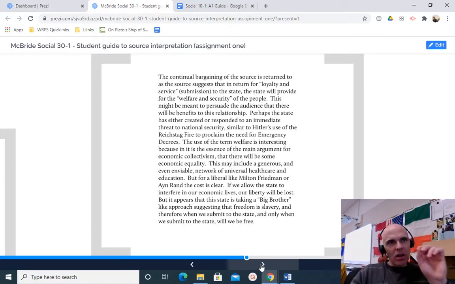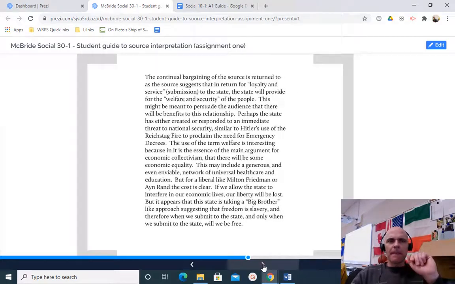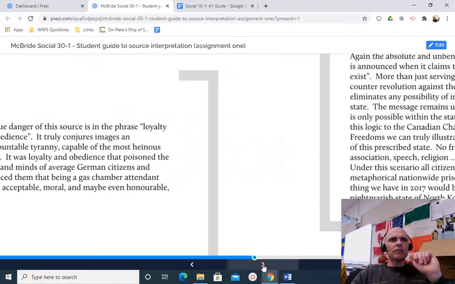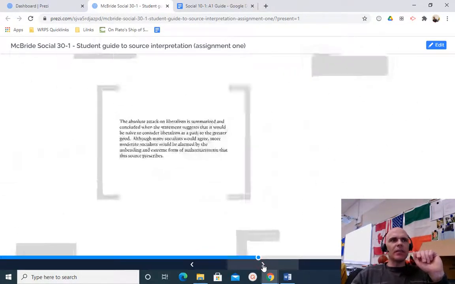is the essence of the main argument for economic collectivism, that there will be some economic equality. This may include a generous and even enviable network of universal health care and education. But for liberals like Friedman and Rand, the cost is clear. If we allow the state to interfere in our economic lives, our liberty will be lost. But it appears that this state is taking a big brother-like approach, suggesting that freedom is slavery. So, breaking down language, you can see has many, many steps.